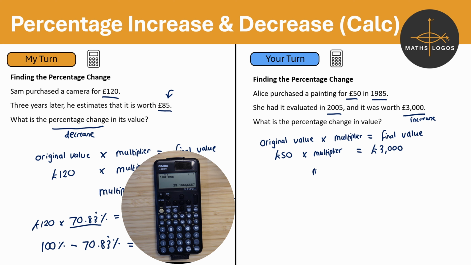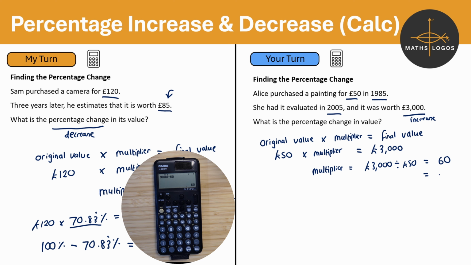I'm going to divide both sides by 50 to find my multiplier. That's 3,000 divided by 50, which I'll do in my calculator. So 3,000 divided by 50 gives me 60. So the multiplier is 60. Now that's quite a large multiplier. That is our decimal multiplier.